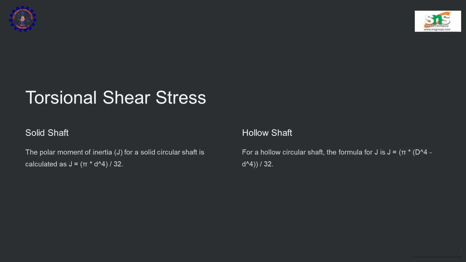So torsional shear stress in the solid shaft. The polar moment of inertia of a solid circular shaft is calculated using J equal to pi by 32 into d power 4. For a hollow shaft, the formula is J is equal to pi by 32 into (D power 4 minus d power 4), where capital D represents the outer diameter and small d represents the inner diameter of the hollow shaft.